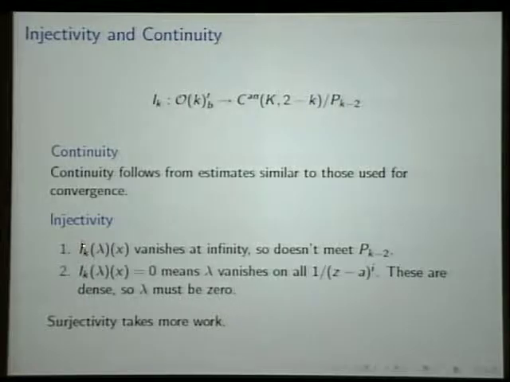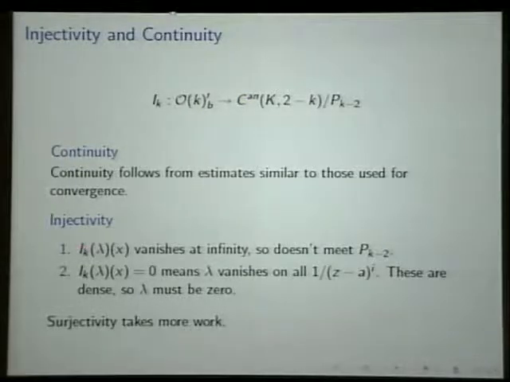What about injectivity? Well, you have to remember this i_k of lambda of x is 1 over z minus x. So what happens as x goes to infinity? Well, 1 over z minus x goes to 0. So in particular, the function that you get here is 0 at infinity. So it doesn't have any poles or anything. It just is 0. So in particular, it can't meet this subspace because the polynomials are most definitely not 0 at infinity. So instead of viewing it this way, you can think about this map as factoring through the subspace of functions which are actually 0 at infinity.